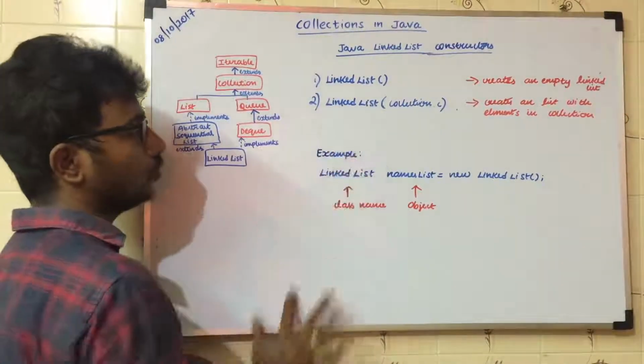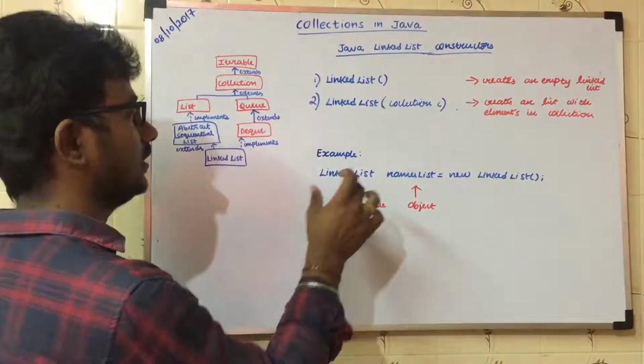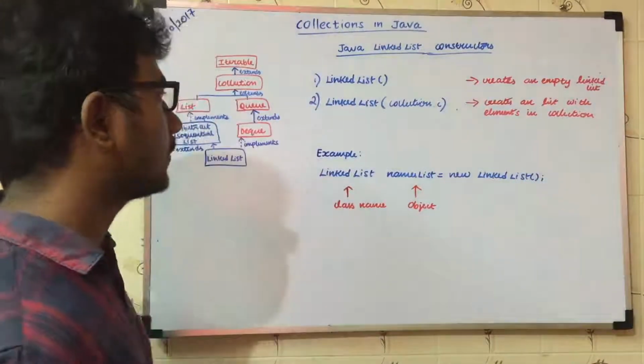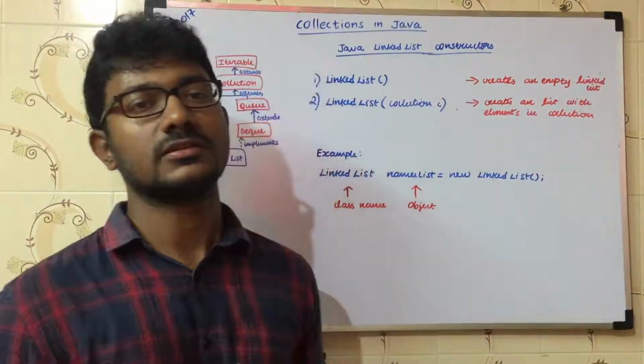So this is an example of how to create a linked list object: LinkedList class name, object equals new LinkedList. In the upcoming videos, you will see more about this linked list in detail.